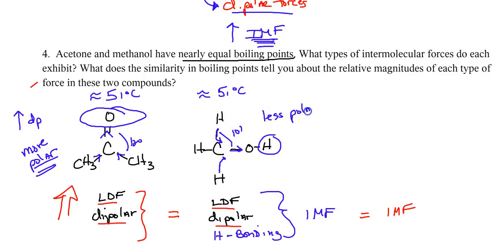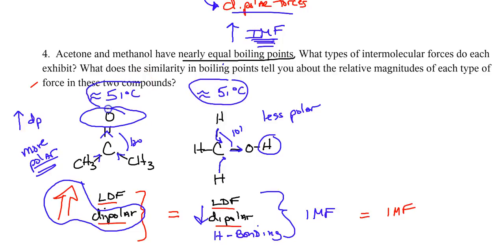And that's your answer: acetone has such a big dipole moment that it creates such larger dipolar forces that it compensates for the fact that it doesn't have H bonding. So the dipolar forces are so much bigger in acetone than in methanol that it can have a similar attractive force and thus boiling point, even though it doesn't have H bonding. It's more polar. The LDFs are kind of tough to figure out. And you may say also, possibly the LDFs are bigger, but it's hard to go there.